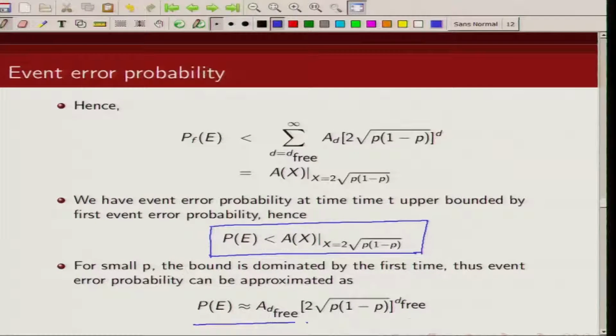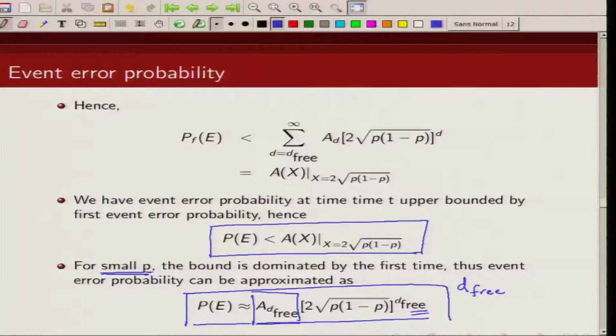So, you can also approximate your probability of event error by how many such events are there which have paths which have weight d free, and this raised to power d free. So, when p is very small, this bound is dominated by the first term, which is the term corresponding to d free, and in that case we can write down an approximate expression for probability of error like this.